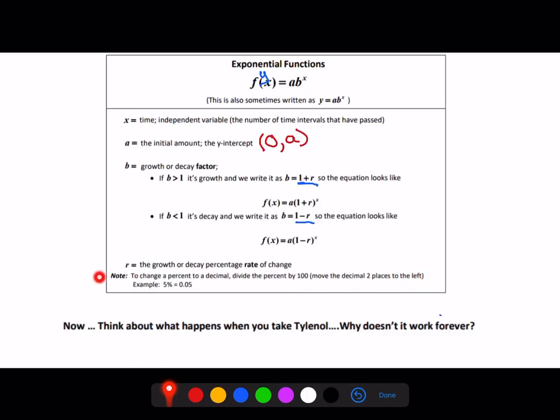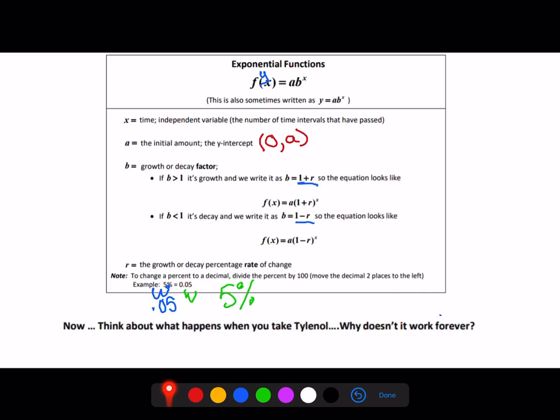This note says to change a percent to a decimal, divide the percent by 100, or move the decimal two places to the left. Example, if I have 5%, well, my decimal place would typically go right after the 5. If it's 5%, I'd move it 2 places to the left, giving me 0.05, as we see right here. Now, if I need to switch it from a decimal to a percent, then I'd move that decimal place 2 places right, and that'd give me back 5%. So depending on whether we're moving left or right, depends on whether we're going from a percent to a decimal or a decimal to a percent.